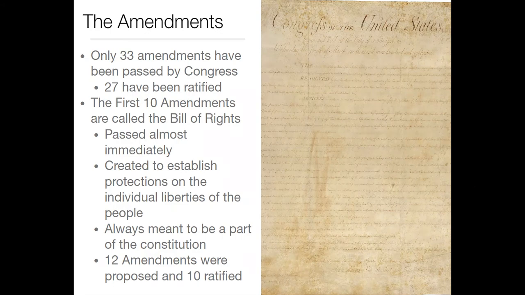The amendments. Only 33 amendments have been passed by Congress for proposal, and 27 have been ratified. So we've officially had 27 amendments or changes to the Constitution. The first 10 amendments are called the Bill of Rights, and those were passed almost immediately after our Constitution. They were created to establish protections on individual liberties of the people, and they're always meant to be part of the Constitution. 12 amendments were proposed, and 10 were ratified for the Bill of Rights.